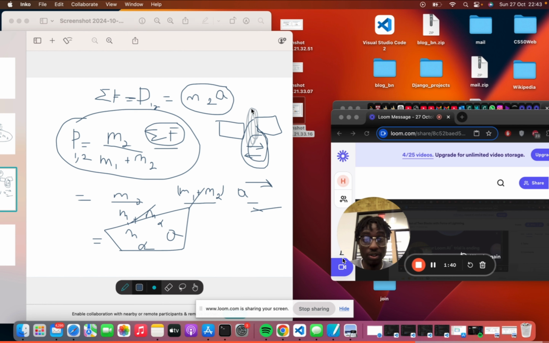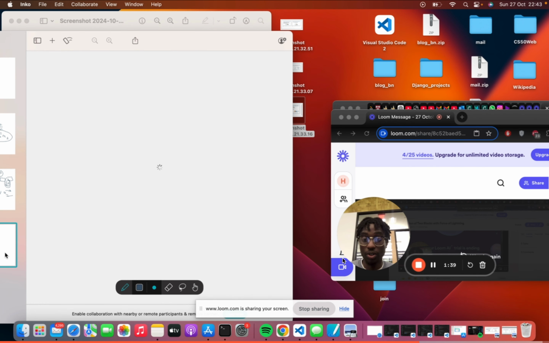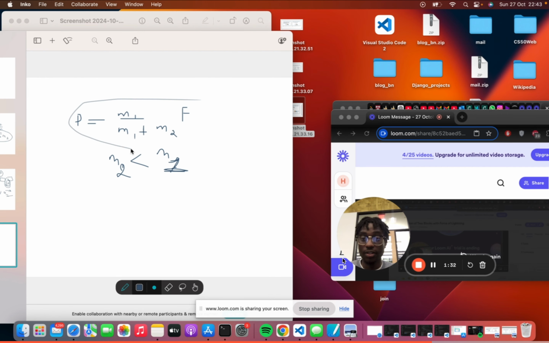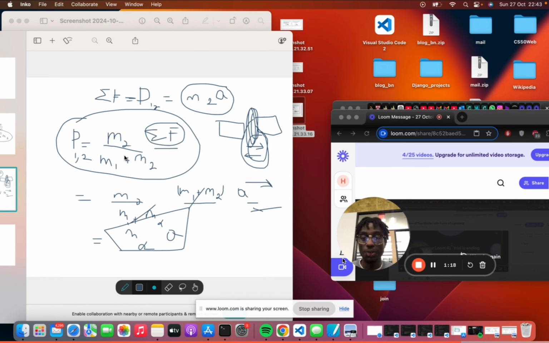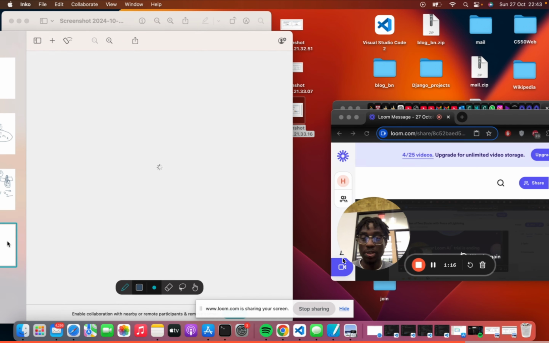But the contact force between the bodies is going to change. Why is it going to change? As you saw in the formula for the contact force between the two bodies, the M in the numerator is going to change to M1. Before it was M2, because it was the force of body 1 on body 2. But now our body 1 is no longer M2, it is M1.